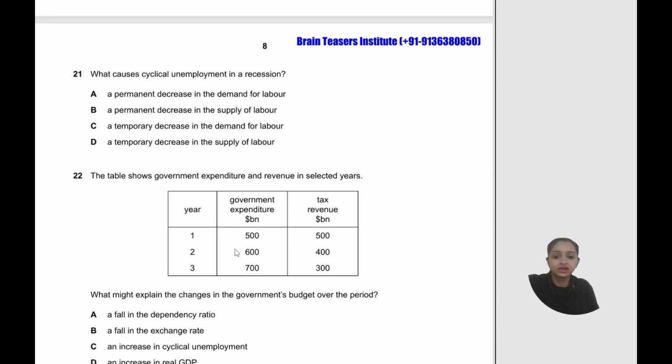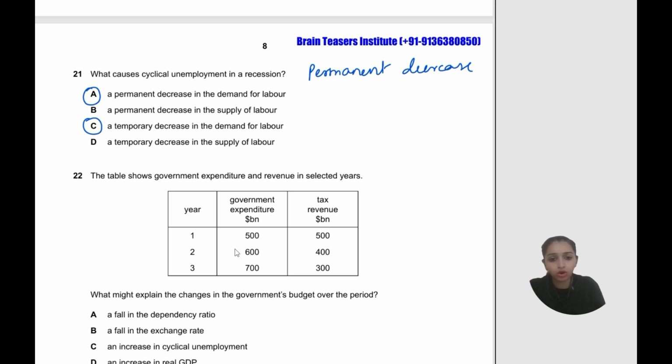Now, we know that cyclical unemployment, here the word, now you know what happens is the most common mistake I have realized the kids doing is they will say, oh, there's a permanent decrease in the demand for labor, and they get confused between option A and option C. Now, remember this, whenever we speak about a permanent decrease in demand for labor, we are talking about something to do with structural unemployment and not cyclical.